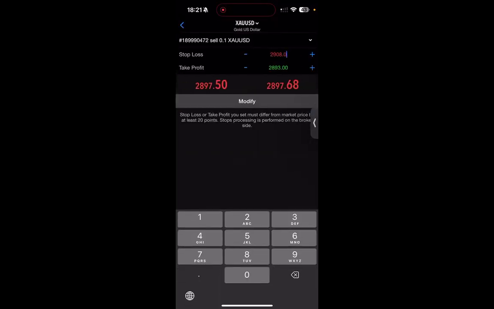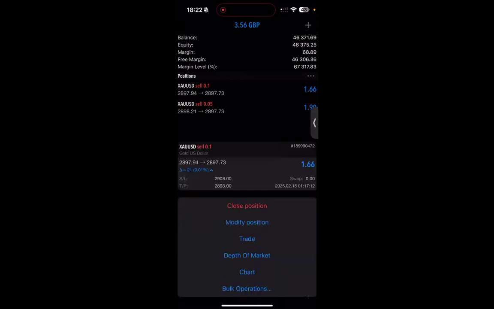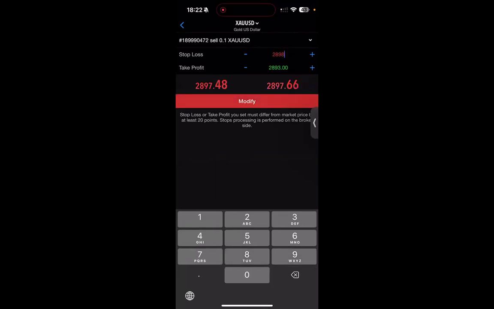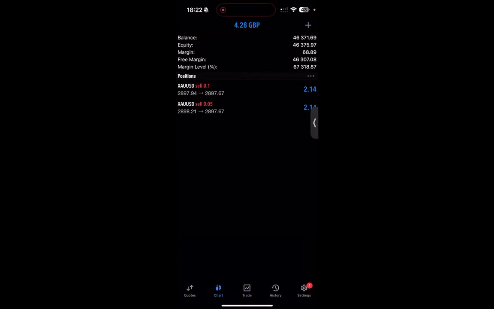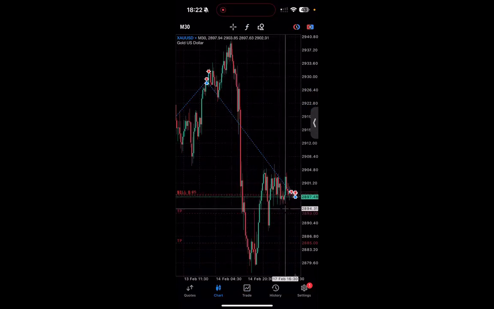So again, I go to modify position and I put in where I entered the trade. Sorry, that wasn't the price. 2,897. So I'm going to put 98. Modify position, 2,898 and modify. Now if I come back to my chart, you can see there's no stop loss up here anymore. Both of my stop losses are now down where I entered. So if this market comes back and takes me out here, I will no longer risk any money. Best position to be in as a trader.